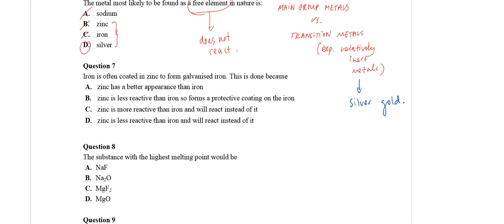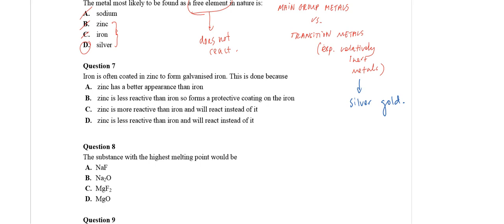Iron is often coated in zinc to form galvanized iron. So this is a modification of metals question. It's talking about the third way of modifying metals, the third way being coating or plating or protecting a metal so that it can be better suited for its application. Now here are a bunch of possible reasons for why we would coat iron with zinc.